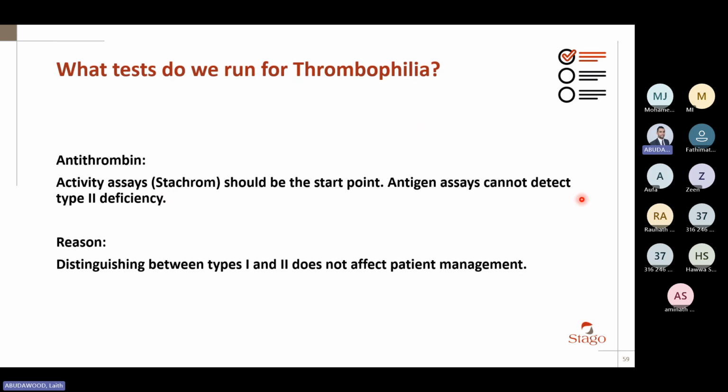Antigen assays cannot detect type 2 deficiency. We know that. Plus, generally they are not really needed. As you can see, what's the reason? Distinguishing between types 1 and 2 does not affect patient management. So antithrombin and protein C fall under the same situation. Activity assays are enough. Antigenic assays are generally not needed, except for very, very rare circumstances, not relevant for us in general.